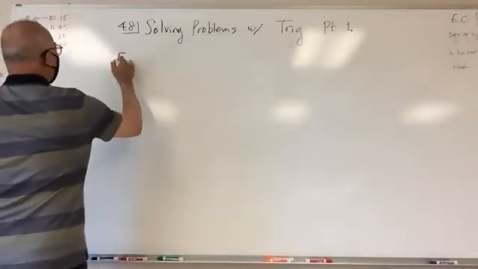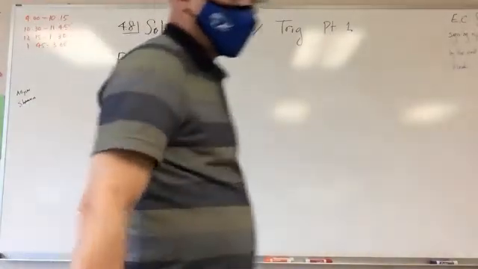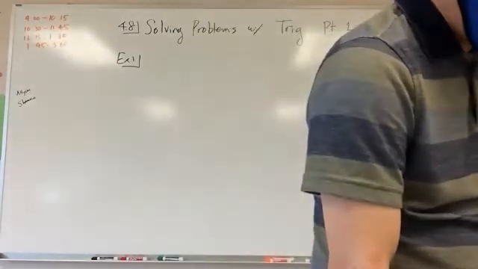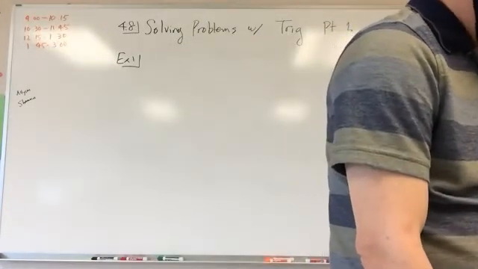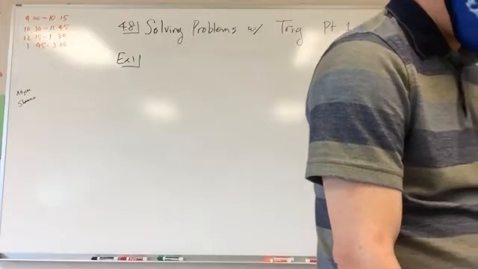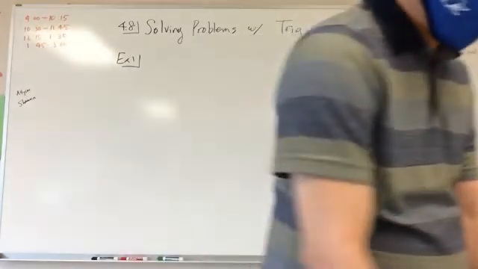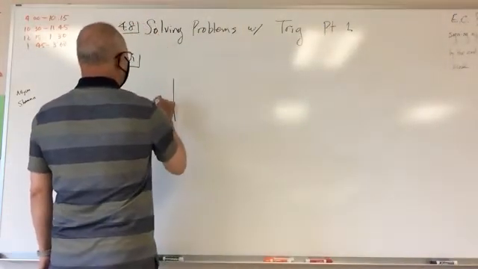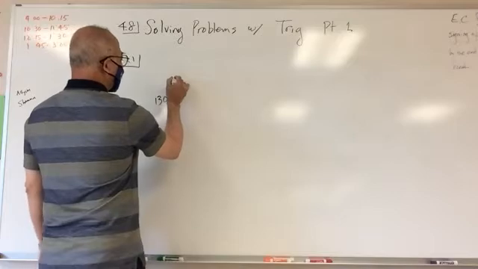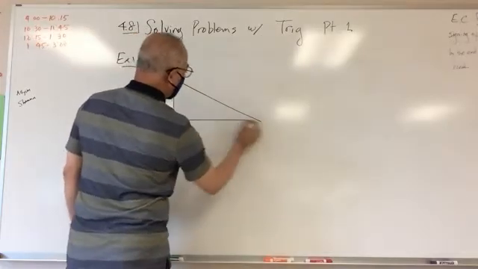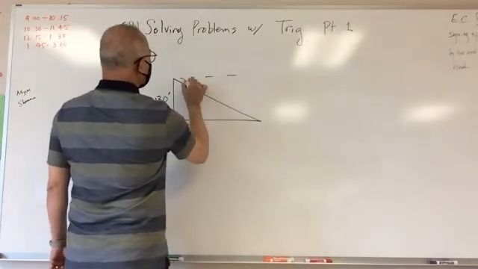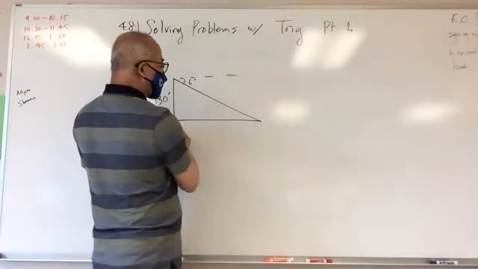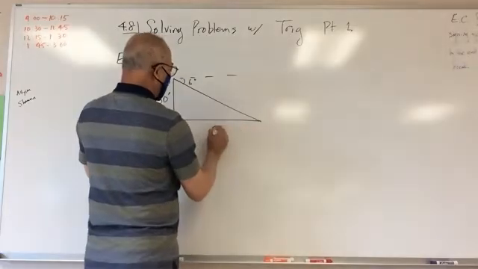Example number 1. We have an example of angle of depression. The angle of depression of a buoy from the top of a lighthouse, 130 feet above the surface of the water, is 6 degrees. Find the distance x from the base of the lighthouse to the buoy. So the lighthouse is 130 feet tall, the angle of depression from the top down is 6 degrees, and you're trying to find x.